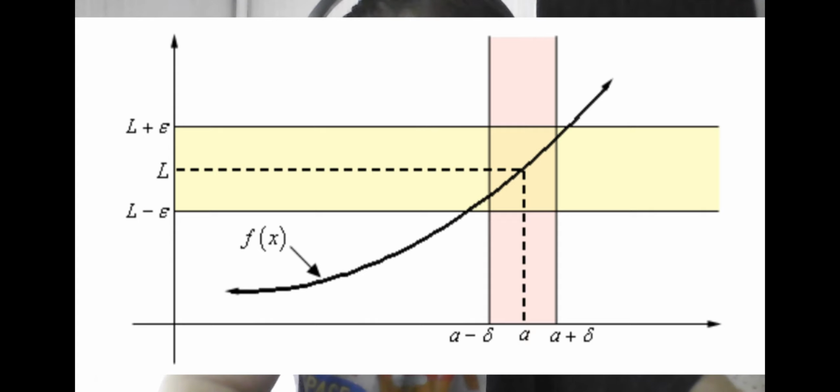We can form rectangles from these two definitions and see visually that any x between a minus delta and a plus delta must be closer to the actual limit point than a plus or minus delta, which is what the absolute value of x minus a is less than delta means. And similarly, we can see that a function point evaluated at these choices of x will be closer to L than L plus or minus epsilon. So this is what the other statement of the limit means: the absolute value of the function minus the limit is less than epsilon.